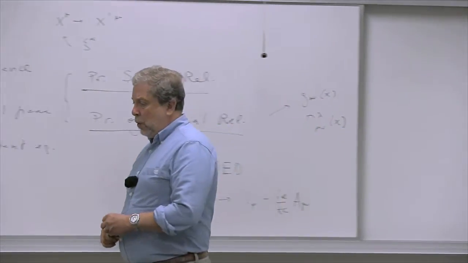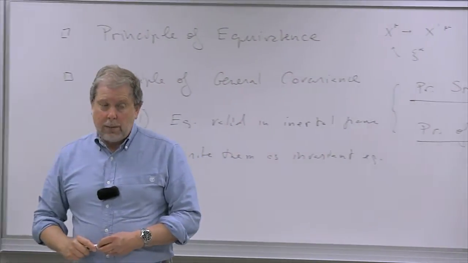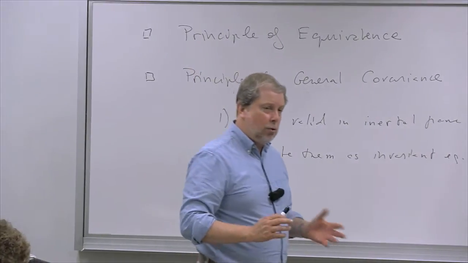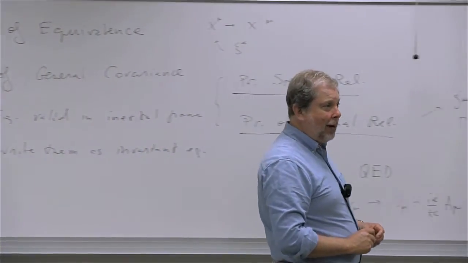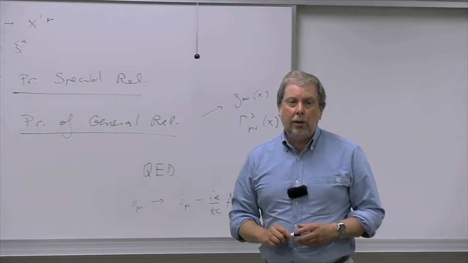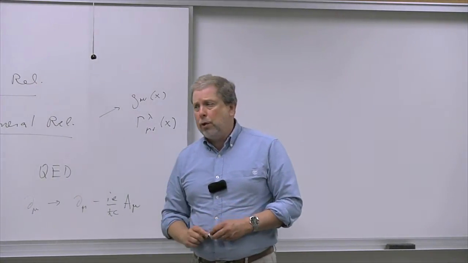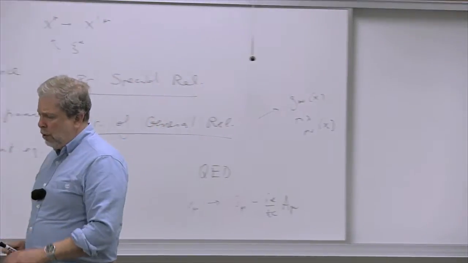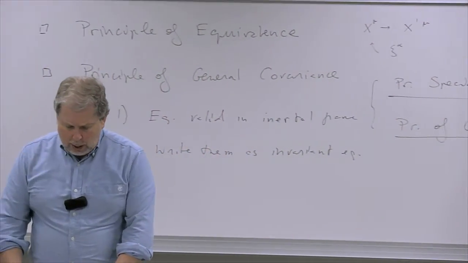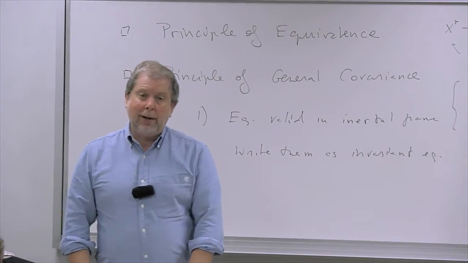And so we are going to use this principle of general covariance to construct equations which are invariant under this new symmetry, which is general coordinate transformations, and that is similar to what we do in QED, where also we want to have everything to be gauge invariant, right?